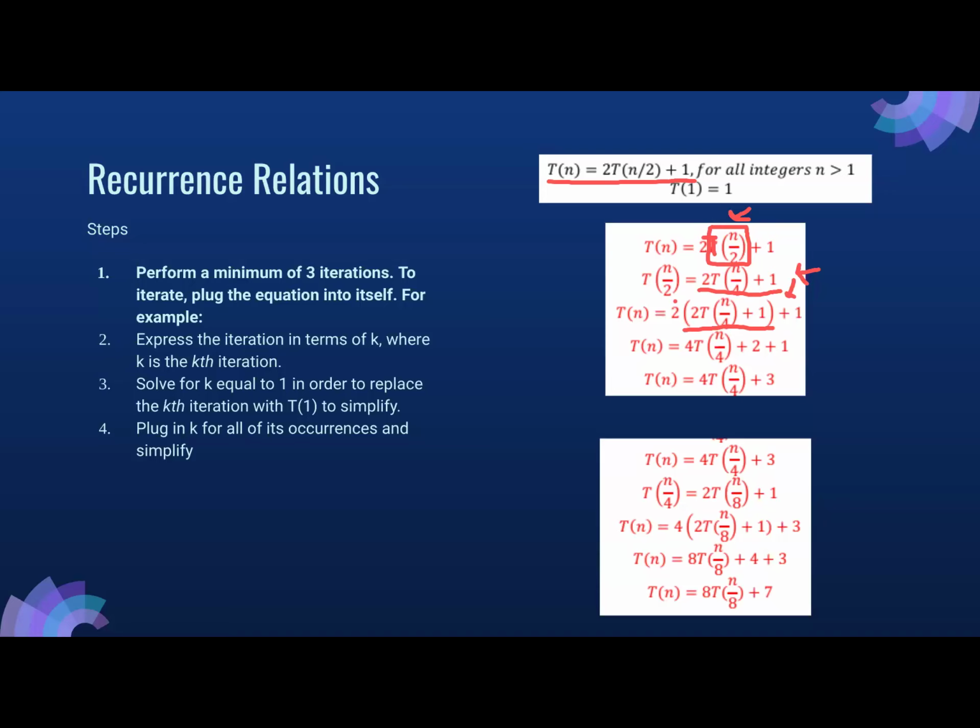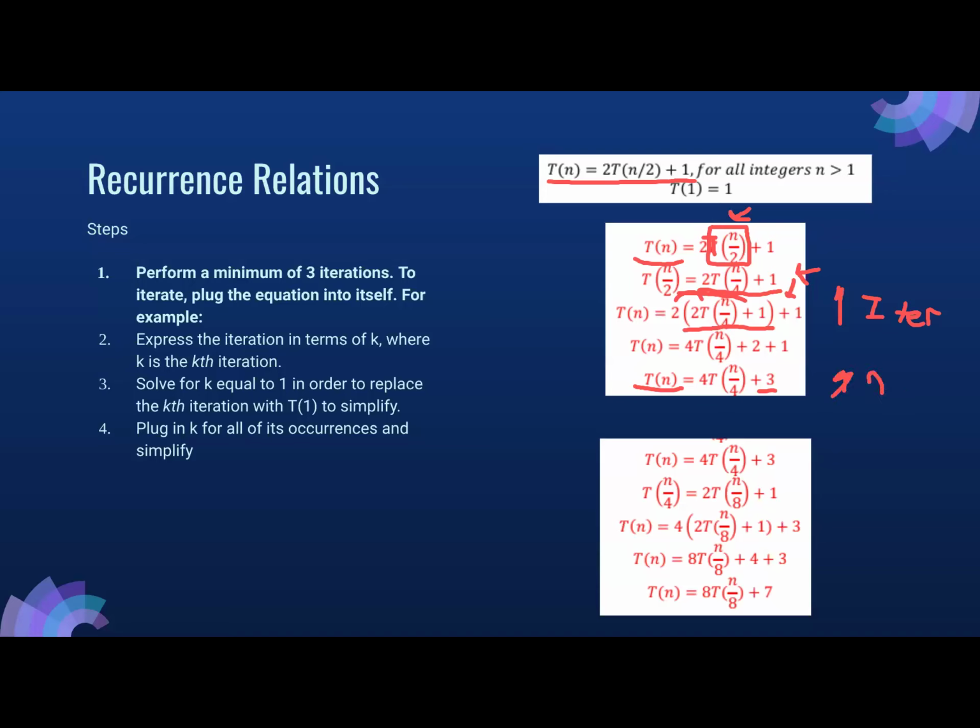As you can see, we distribute the 2 over to the 2T, which now becomes 4T. We distribute the 2 over to the plus 1, which now becomes plus 2. We simplify, and it is plus 3. This is considered one iteration. All 4 or 5 of these steps are considered an iteration. When we have T(n), we plug everything in, simplify all the way back down to T(n) again. And this is our first iteration.